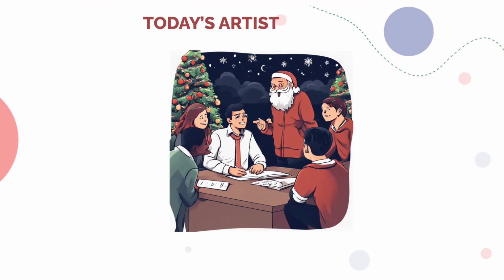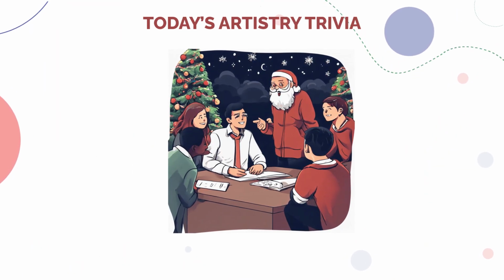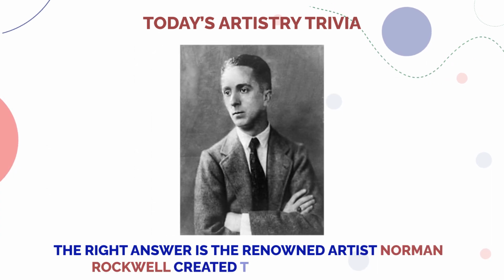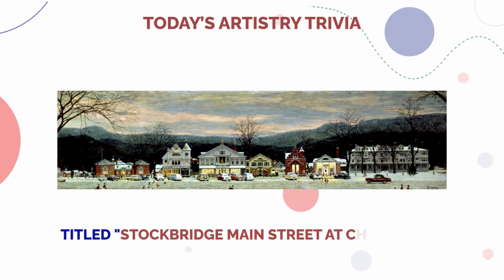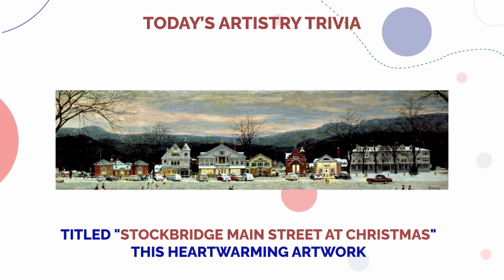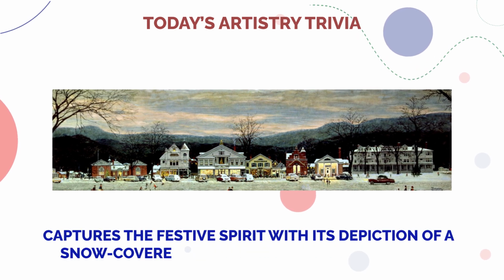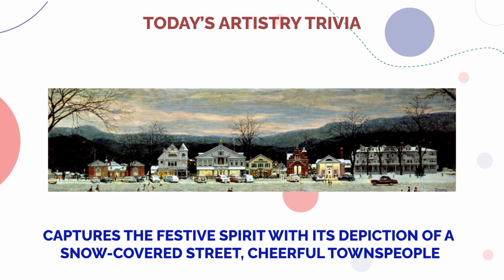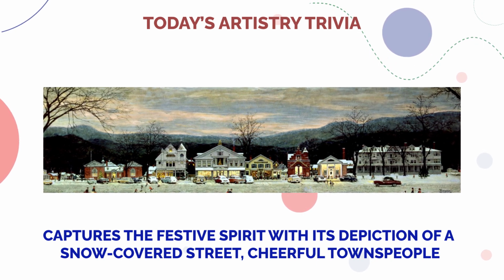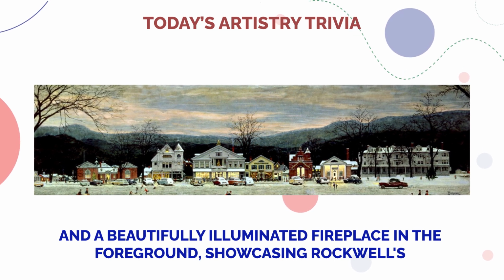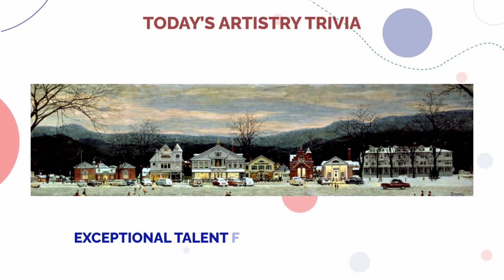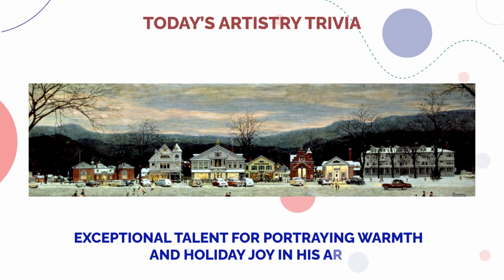Now, coming back to the artistry trivia question. The right answer is the renowned artist Norman Rockwell created the beloved painting titled Stockbridge Main Street at Christmas. This heartwarming artwork captures the festive spirit with its depiction of a snow-covered street, cheerful townspeople, and a beautifully illuminated fireplace in the foreground, showcasing Rockwell's exceptional talent for portraying warmth and holiday joy in his art.